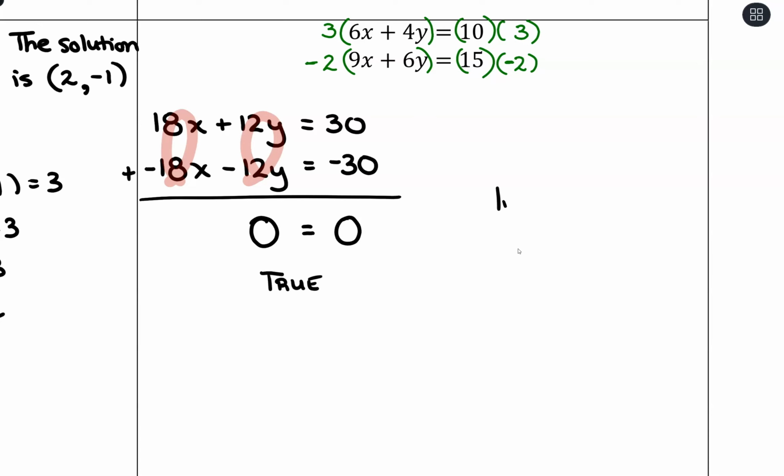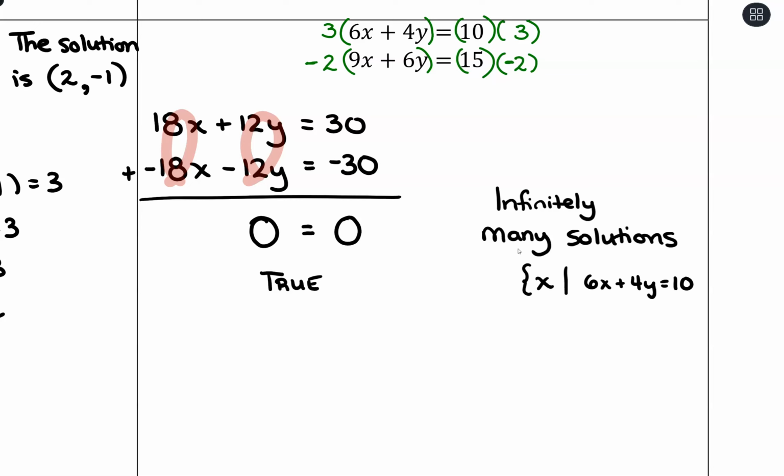So what that means is infinitely many solutions. And in fact, the solutions can be mapped by either equation of the line. Doesn't matter. We could just say, like, for x, it's defined by 6x plus 4y equals 10. That's mapping all of our solutions. Or we could use the other equation, 9x plus 6y equals 15, same thing. But we're getting infinitely many solutions out because they're landing on top of each other.